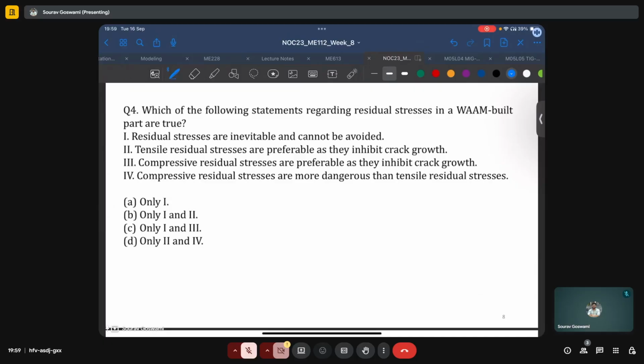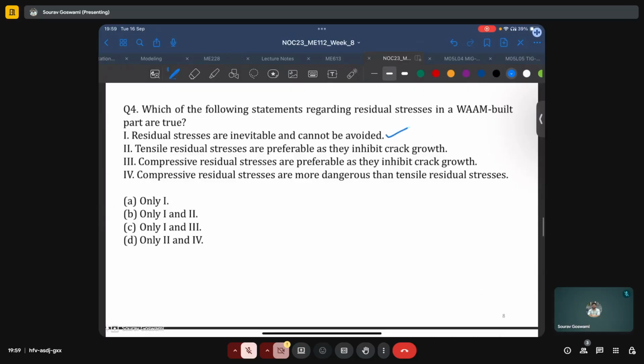Let us examine each of these statements one by one to check whether they are true or not. Residual stresses are inevitable and cannot be avoided. In fusion-based AM processes, this is of course true. What we can do is we can have some post-processing stress relieving type steps to decrease the magnitude of these residual stresses, but they cannot be say eliminated or avoided altogether.